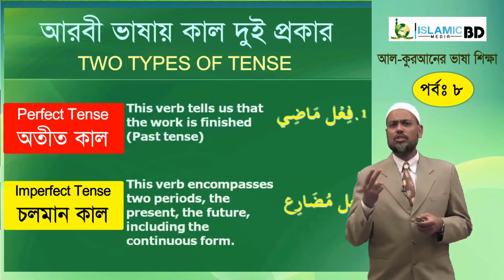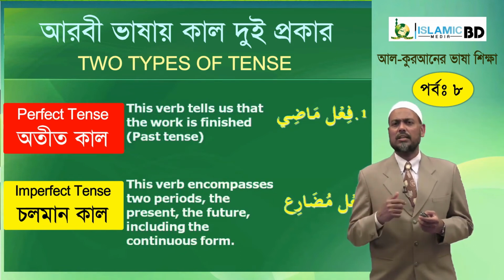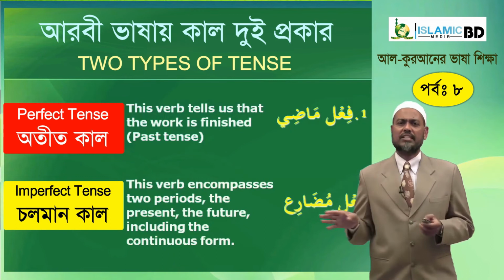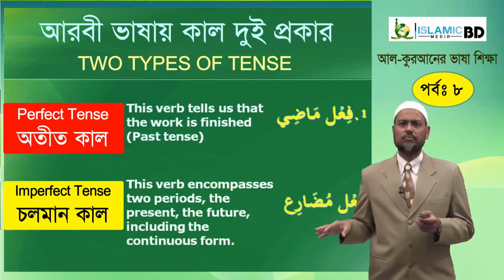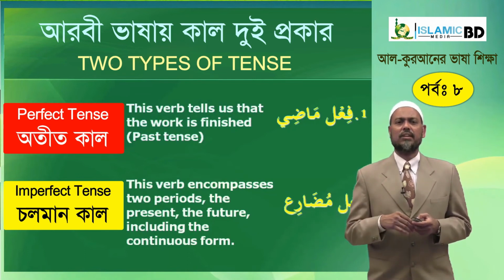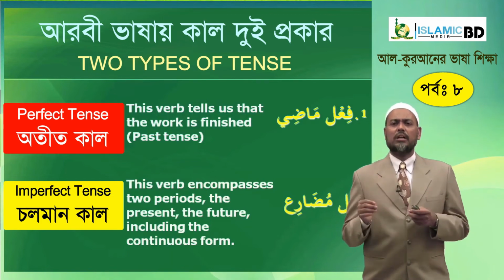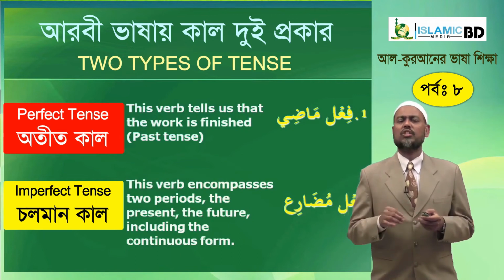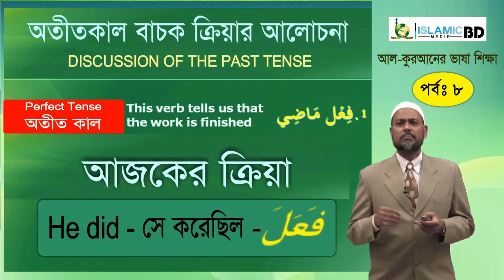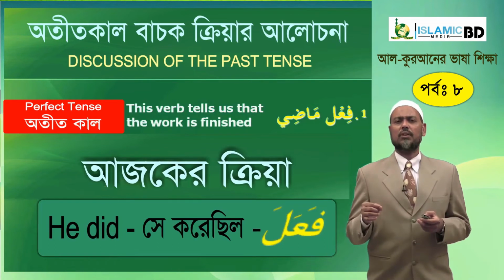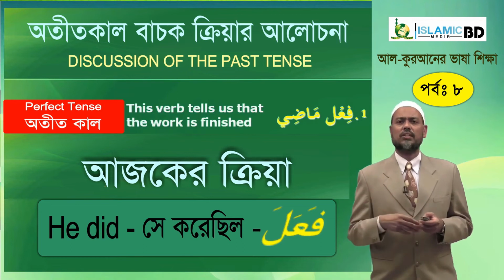Arabic language has 2 types of tenses. One is fi'l madi, which is translated as past or perfect tense. Actually, this verb tells us that the work has been done or finished. And the second is fi'l mudari', which is imperfect tense. The translation of fi'l mudari' is the work which has not been done yet, is being done or will be done. So let us learn to make different forms of past tense using the 3 root letters fa'ala.